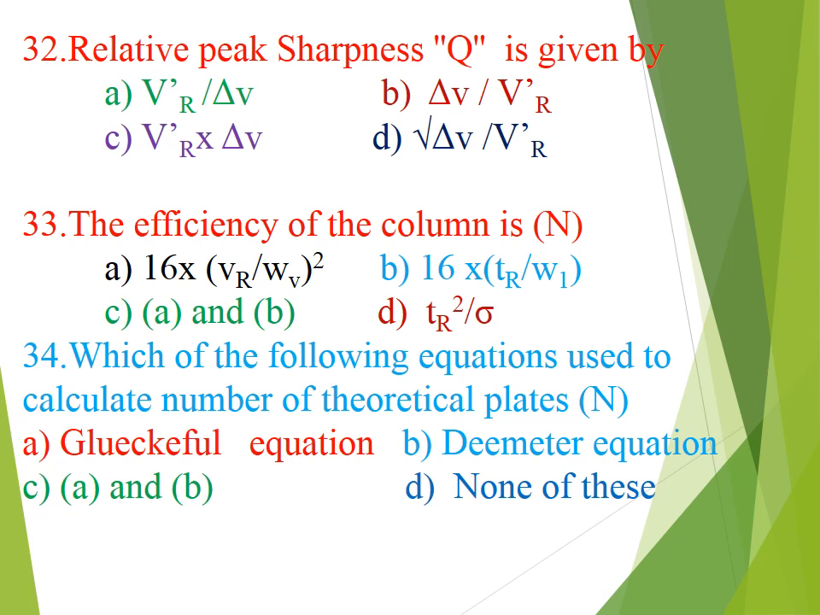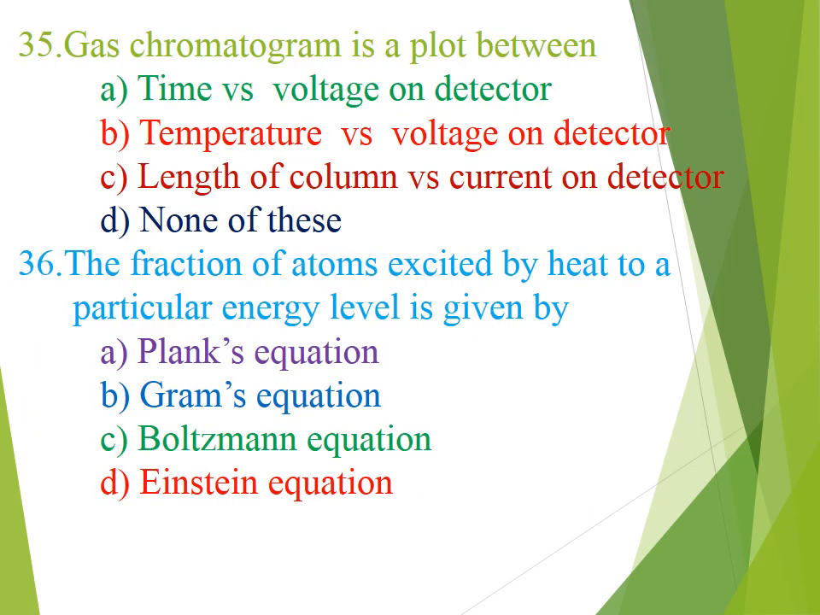Question number 34. Which of the following equations are used to calculate the theoretical plates? A. Van Deemter equation, B. Kluchet-Foll equation, C. A and B. The correct option is A and B, and these two equations are used to calculate the number of theoretical plates. 35. The gas chromatogram is a plot between time versus voltage on detector. This is the correct answer.